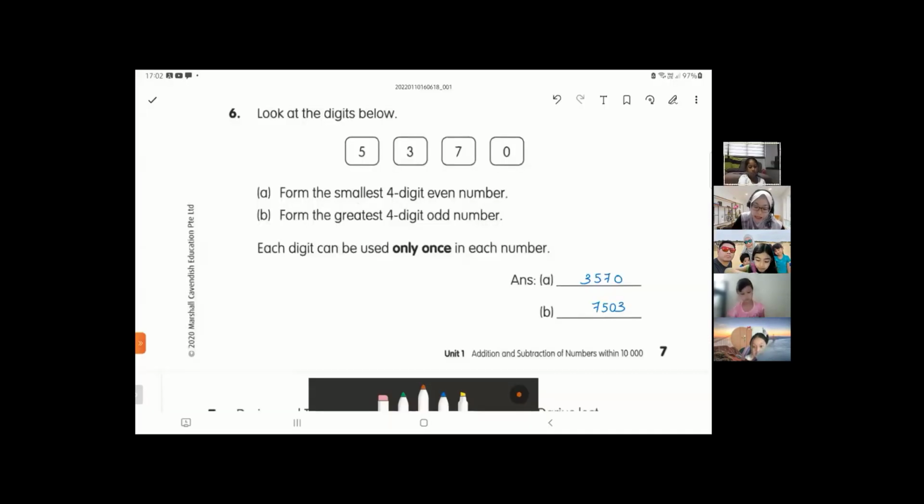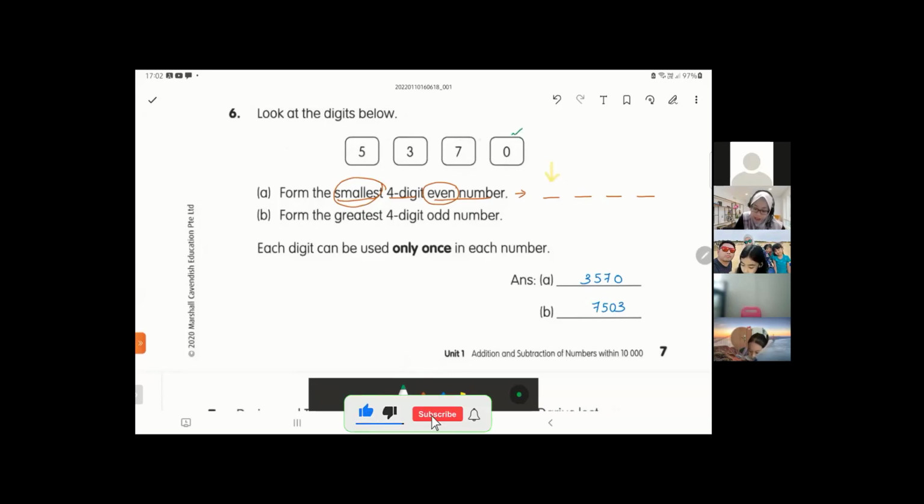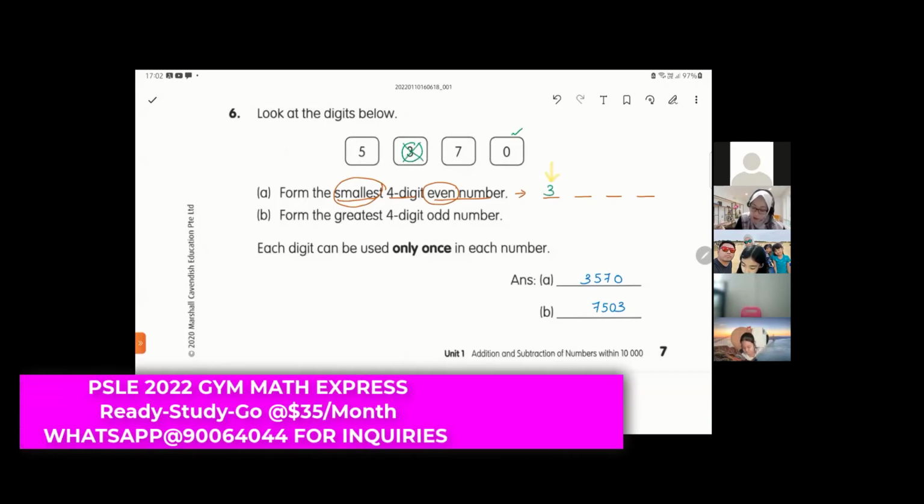A, form the smallest 4-digit even number. So this is A, okay? Smallest 4-digit. 1, 2, 3, 4. Smallest even number. So the number that you start in front, the first number, which is supposed to be here, will be the smallest number from the group. I cannot start with the smallest 0, cannot. So the next smallest is 3. Okay, so I'm done with this, can cross.